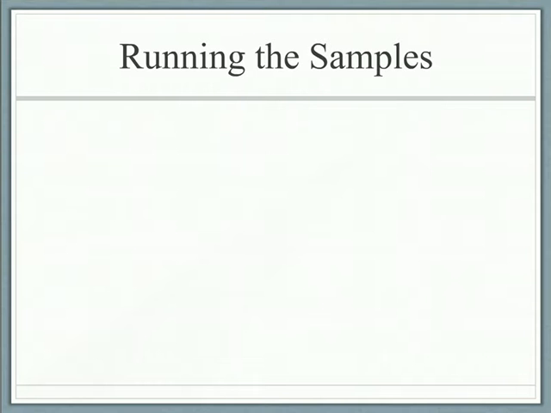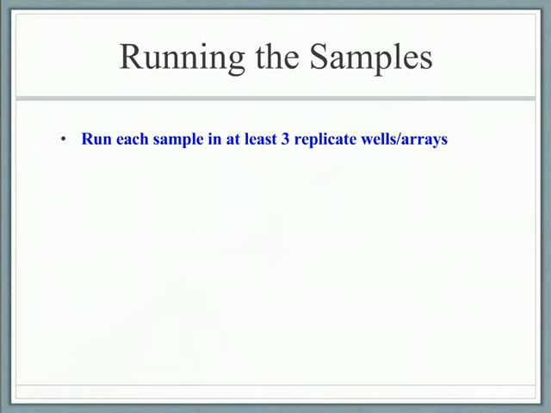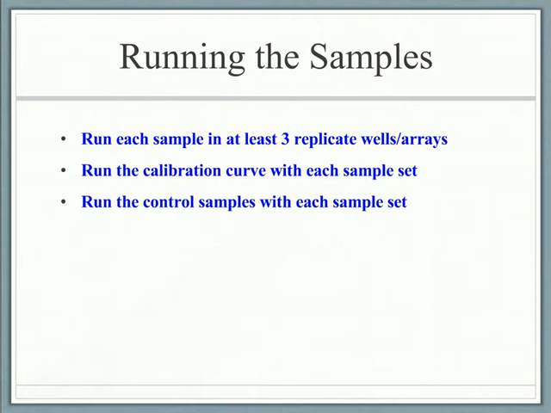This is not exhaustive, but just some things to think about that we put into practice routinely. Each sample should be run in 3 replicate wells or arrays. You really need completely independent wells or arrays to get a view of the reproducibility, the precision of the assay, to tell you if it's working well or not. With each sample set, you want to run the calibration curve, and I'll tell you in the next slide about how to use that. And then the control samples with each sample set.